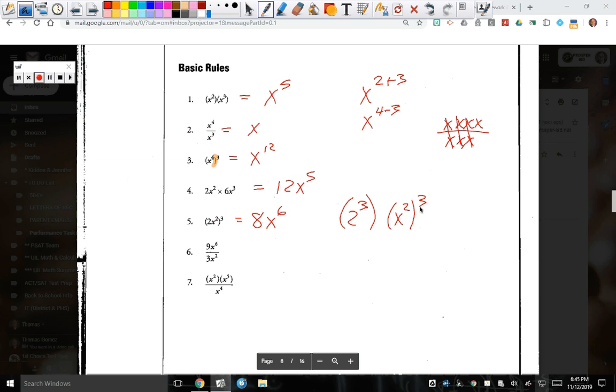Tyler? 3x to the 4th. Perfect. 3 because he got 9 divided by 3 is 3. And 6 up top, 6 versus 2. Who won? The top by 4. Okay?